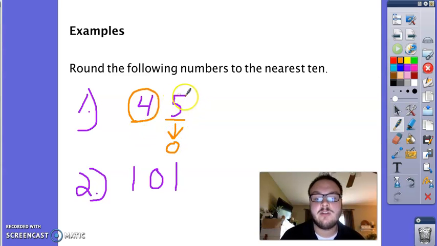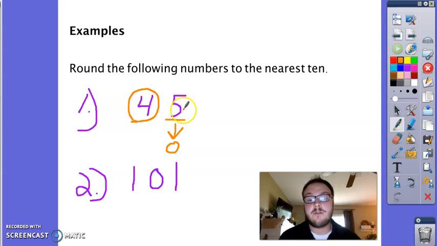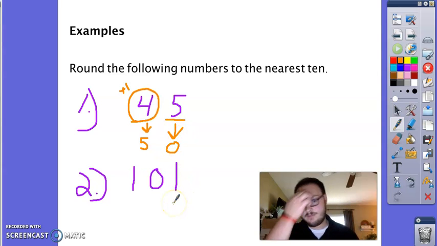But now I need to look at this number and ask, following the rule of five or more up the score, is it five or more, or is it four or less? Well, I know the number five is five or more, so that means this four over here is going to go up the score and add one more. So 4 plus 1 gives me 50. So 45 rounded to the nearest 10 is in fact 50.